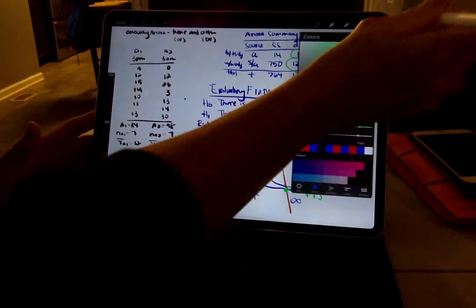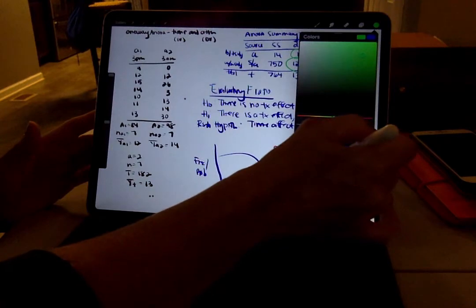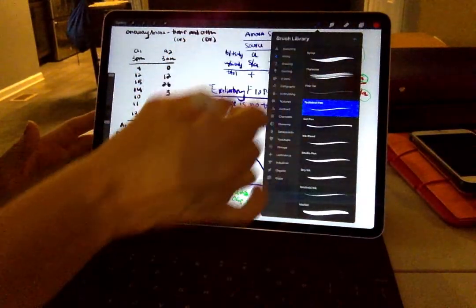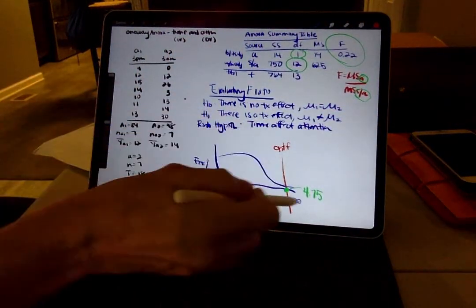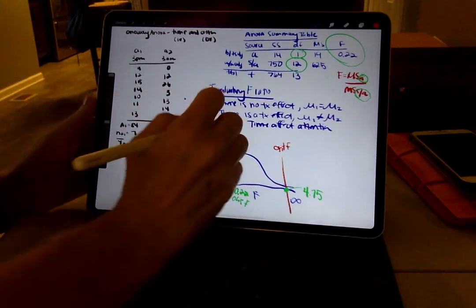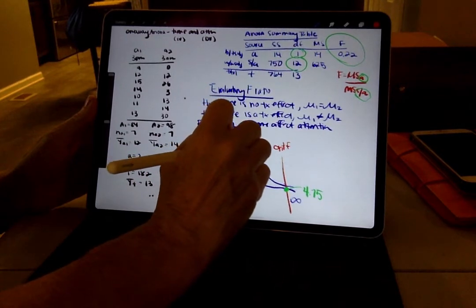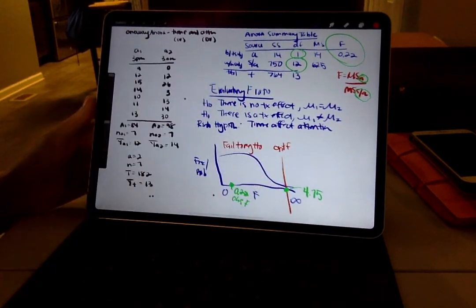So now, let's see, what color should I do this in? I guess I'll do red. All right, so our critical F is 4.75, our observed F is 0.22. What is our decision? Remember, if our observed F falls to the left, the decision is we fail to reject our null hypothesis.